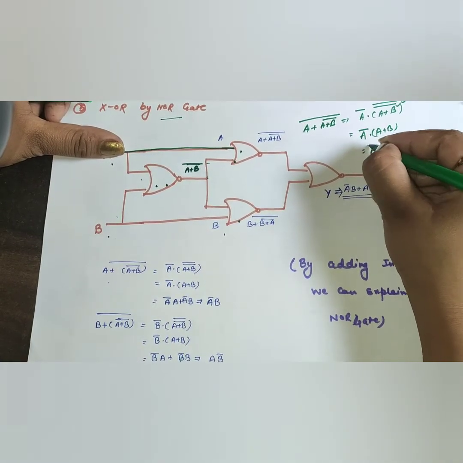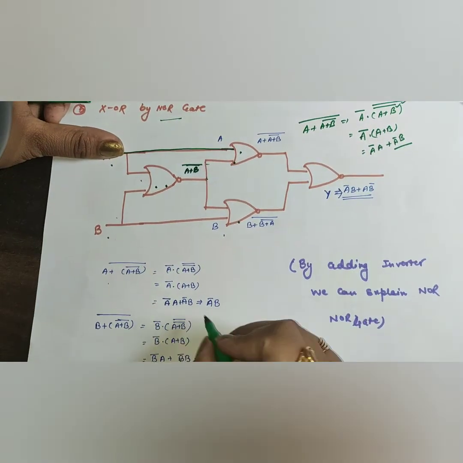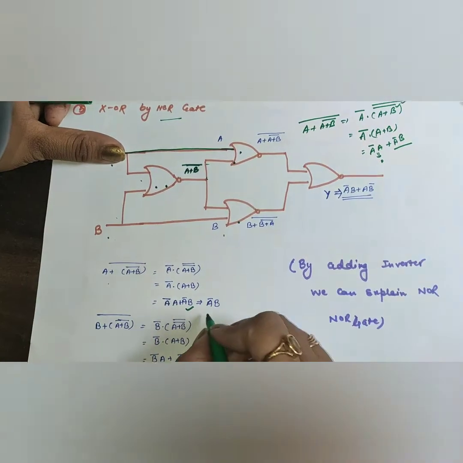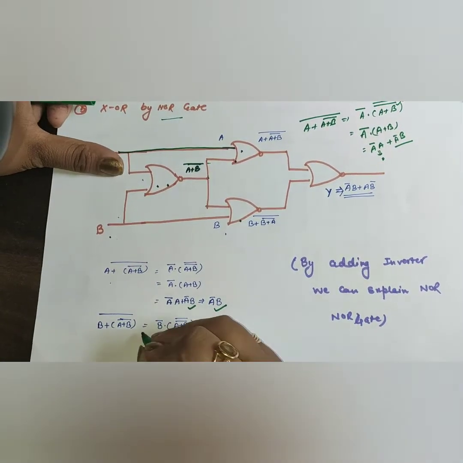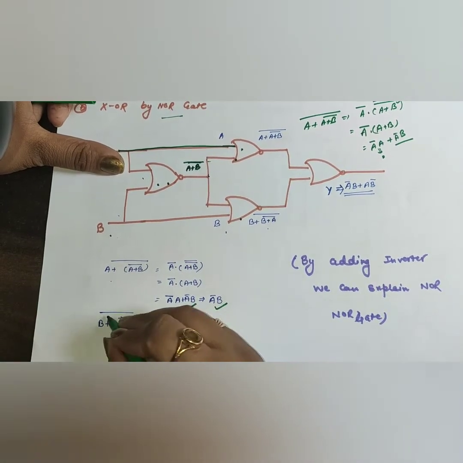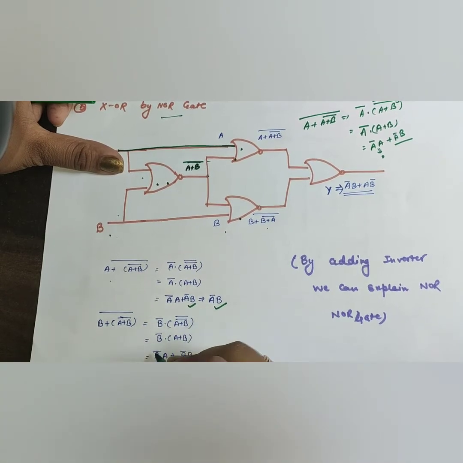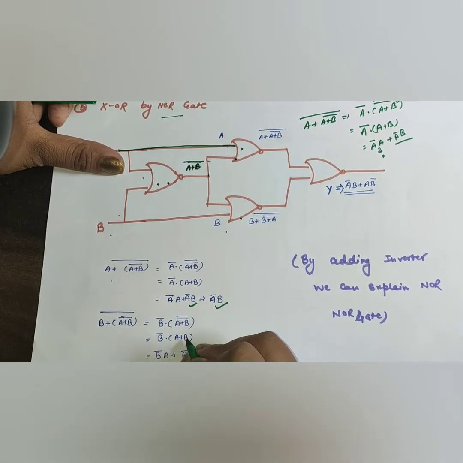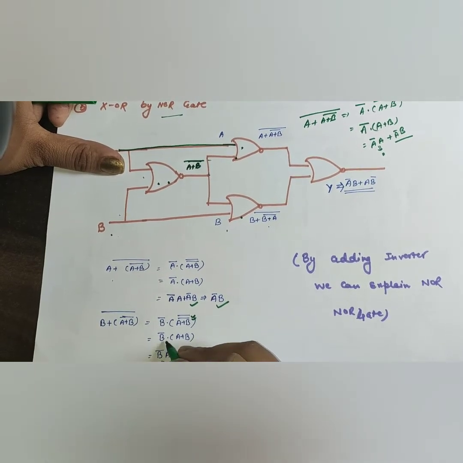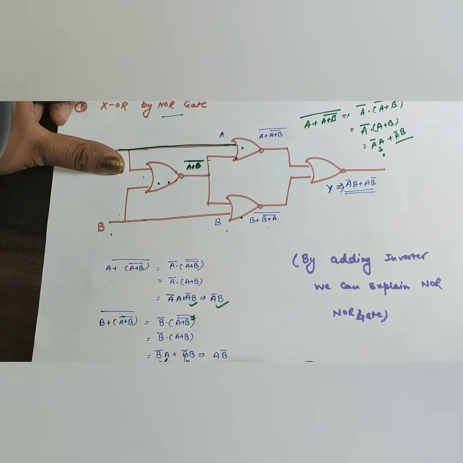So it becomes A bar A plus A bar B. Here A bar A equals 0, so this will be A bar B. Now the other side is B plus A plus B whole bar, so B bar dot A plus B, and the double bar is eliminated. Now B bar A plus B bar B, and B bar B equals 0, so this will be B bar A.